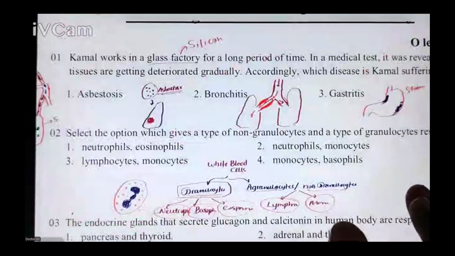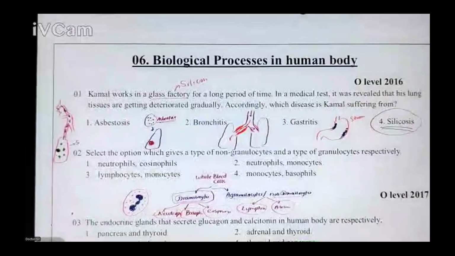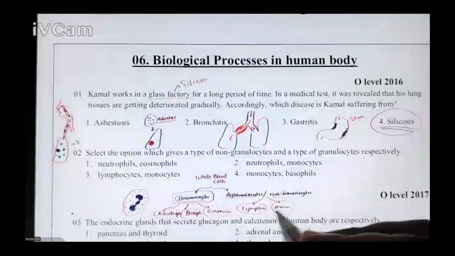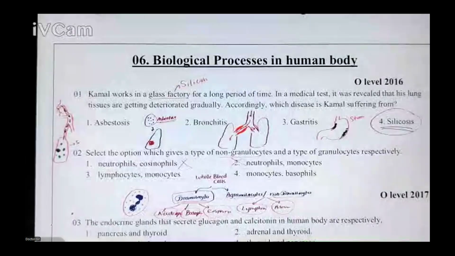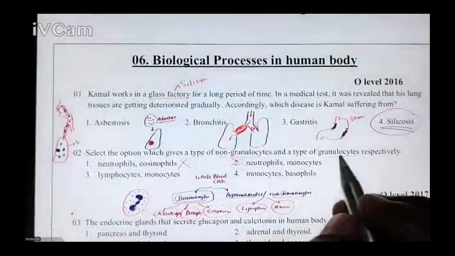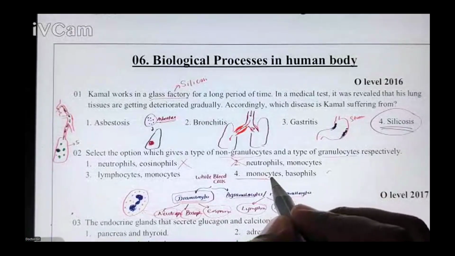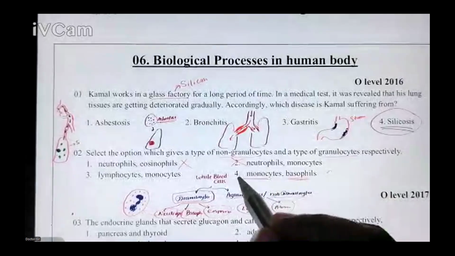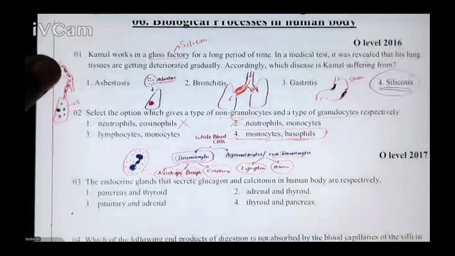Now they ask which is a non-granulocyte and which is a type of granulocyte. Non-granulocyte should be the lymphocyte or monocyte. So answer one wrong, second answer wrong. Then they ask about granulocytes; answer four is correct. The monocyte is a non-granulocyte, basophil is a granulocyte. So answer four is right. Then we'll move on to the next part.